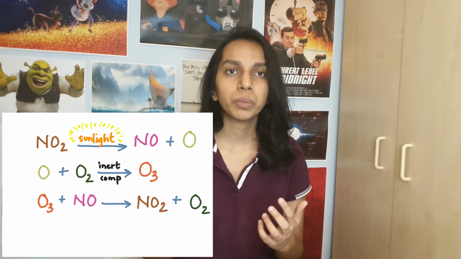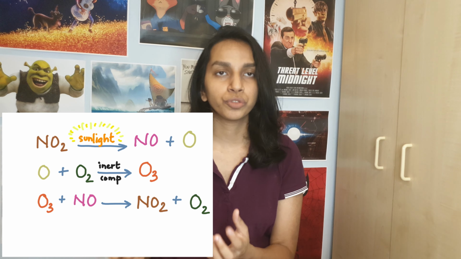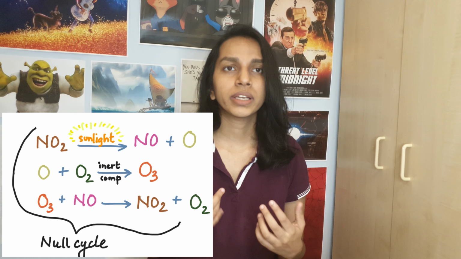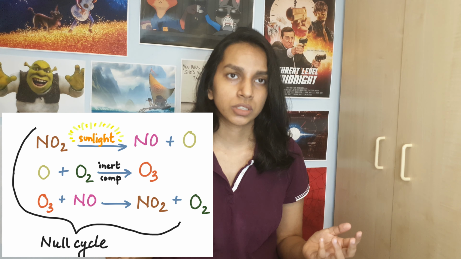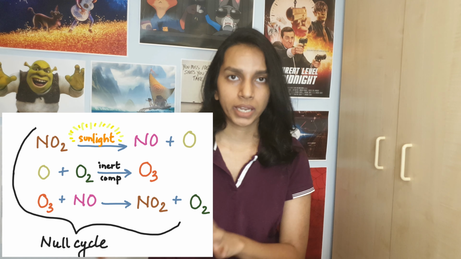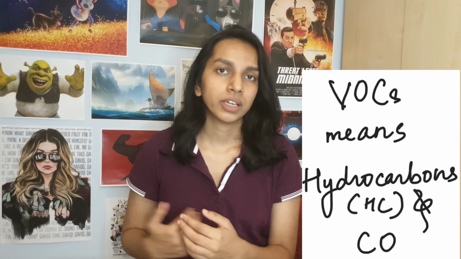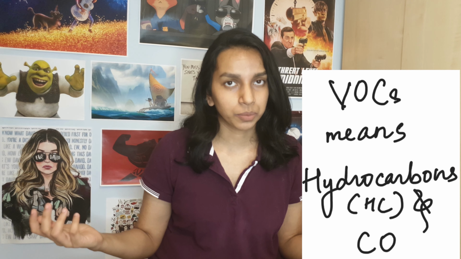Now, ozone combines with nitric oxide to form nitrogen dioxide. So this is called a null cycle because there is no creation or removal of any components. Whatever components we started with, we ended up with the same stuff. However, cycles involving VOCs lead to a production of O3, which increases the concentration of ozone in the atmosphere. And this is basically independent of the null cycle.